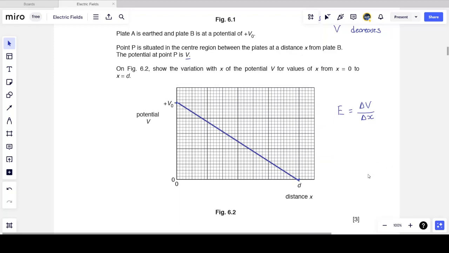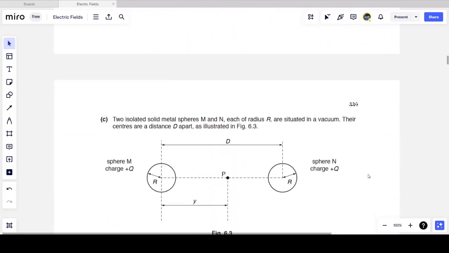Obviously, all straight lines have a constant gradient. And the gradient of this line at any point will give me the electric field strength, and since the gradient is constant, the electric field strength is constant, which we know is the case between two parallel plates. So be very careful. For parallel plates, the potential difference drops linearly with distance. And so that's how we would get through the first part of the question. Now the question is not over.